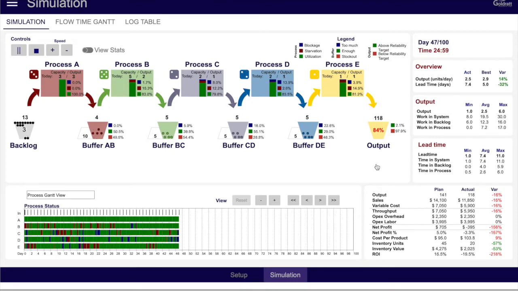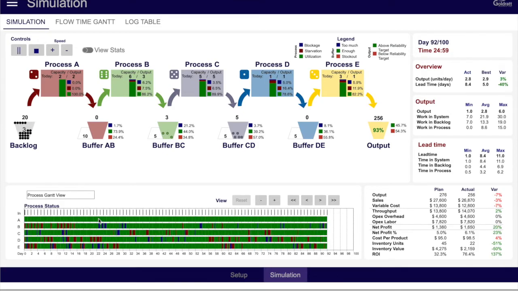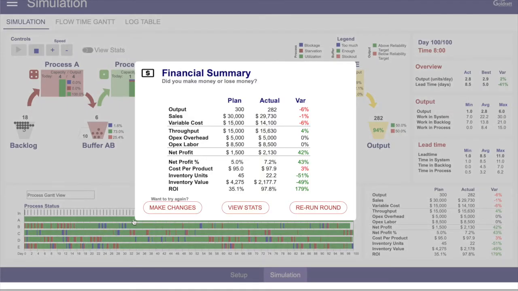And I can immediately see here this green line is almost now completely green. There's no starvation and blockage there. We got up to 282. That's only a 6% difference.